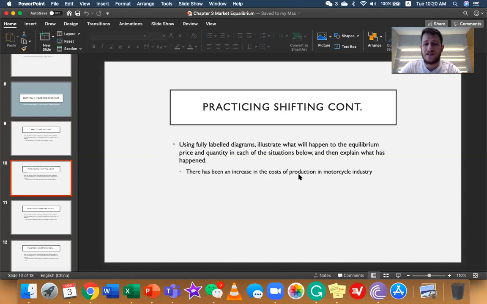Okay, there's been an increase in the cost of production of motorcycles. So this, again, is a non-price determinant, except it's a non-price determinant of supply. The factors of production that go into making motorcycles have changed. They've become more expensive, therefore producers are going to be able to produce less, so quantity supplied is going to go down. So it's going to be a leftward, upward shift of the supply curve, which means price is going to increase and quantity is going to go down.